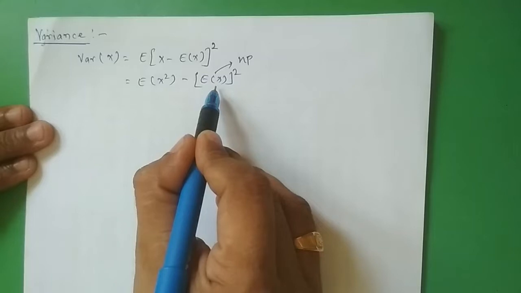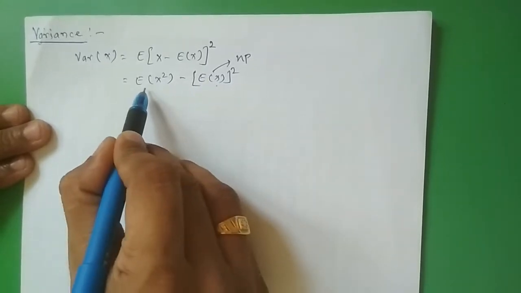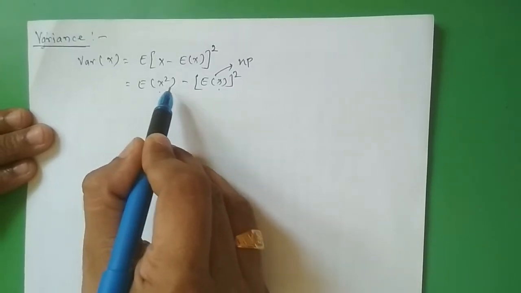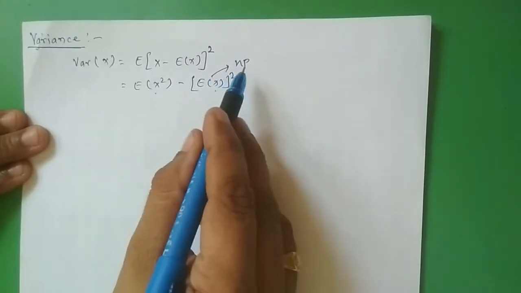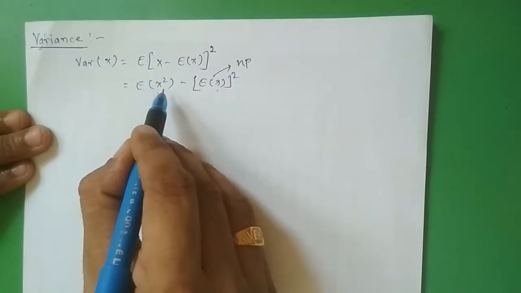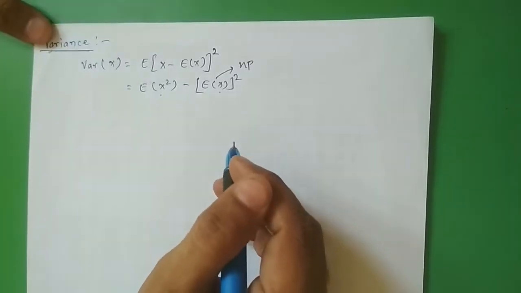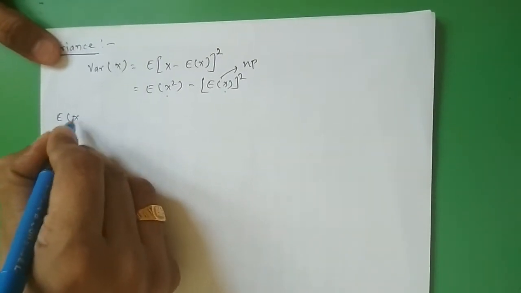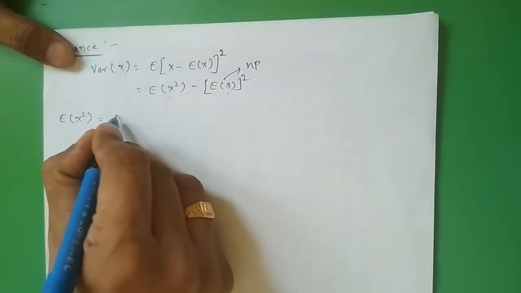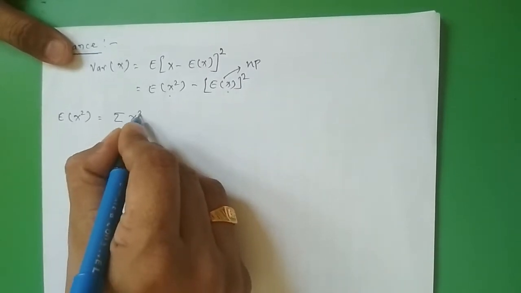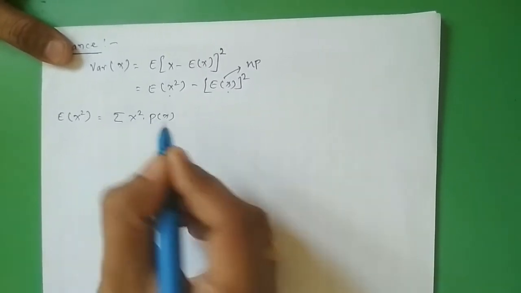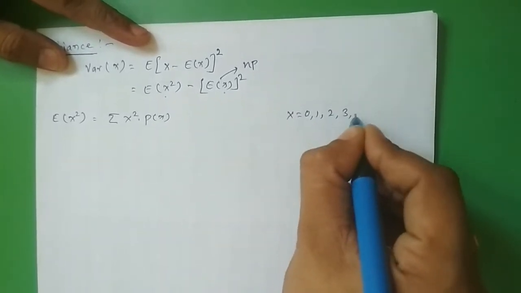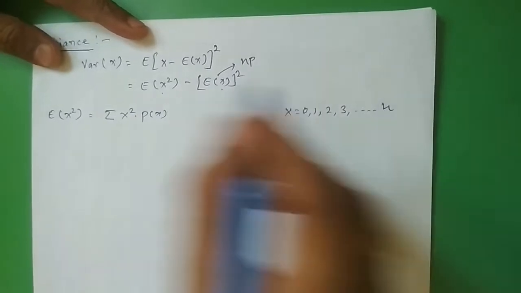So we know this value and we do not know this value, so we first have to find out E(X square), and then we subtract the mean value, E(X) whole square. So let's first find E(X square). This is nothing but the summation of x square into p(x), where x can take the values 0, 1, 2, 3 up to n.